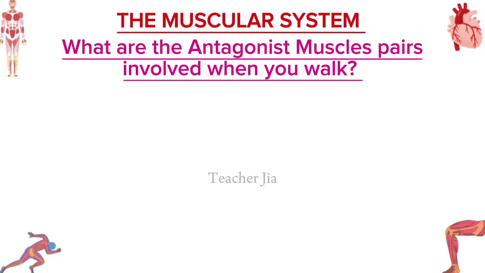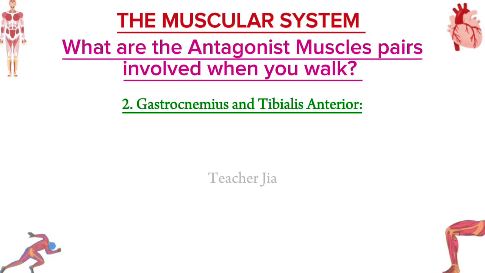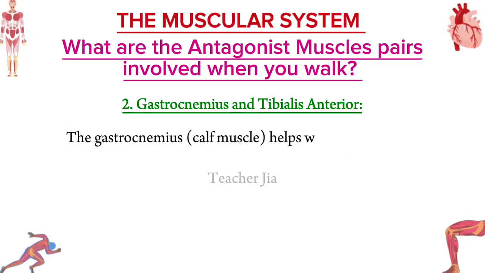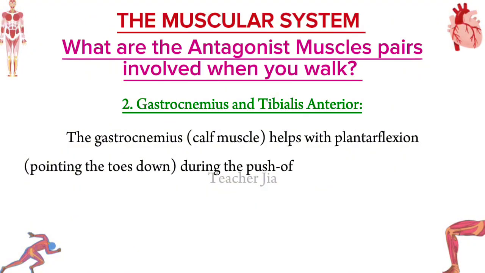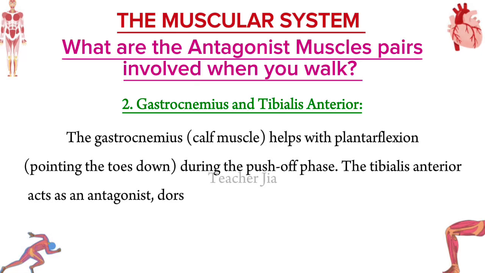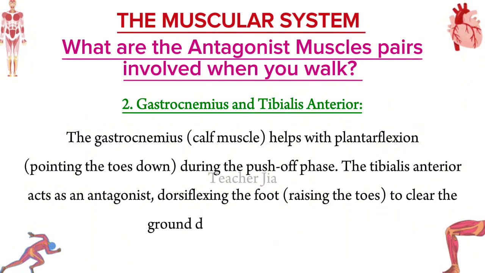The second pair of muscles involved when you walk are gastrocnemius and tibialis anterior. The gastrocnemius, also known as calf muscle, helps with the plantar flexion, which means pointing the toes down during the push-off phase. The tibialis anterior acts as antagonist, dorsiflexing the feet, which means raising the toes to clear the ground during the swing phase. So that is the second type of muscle pairs involved when you walk.